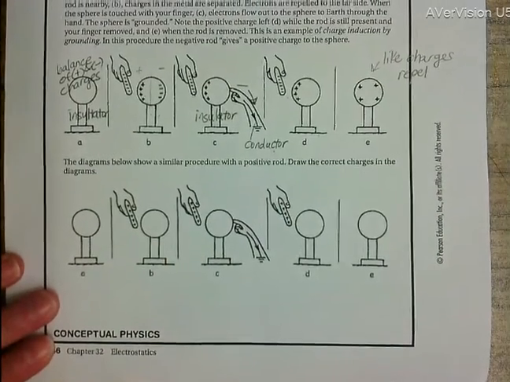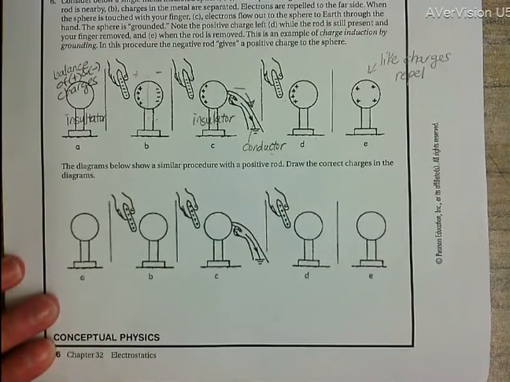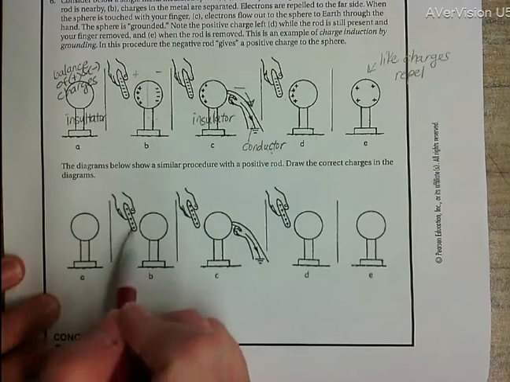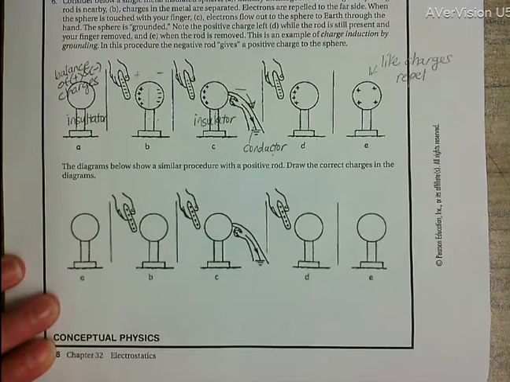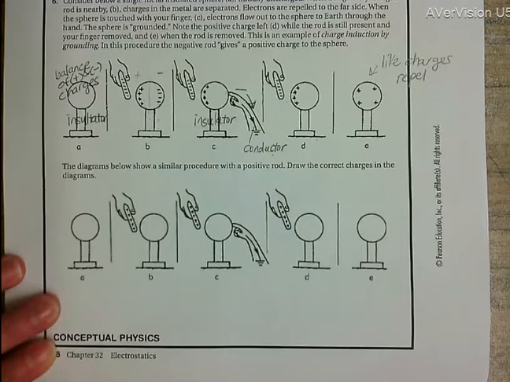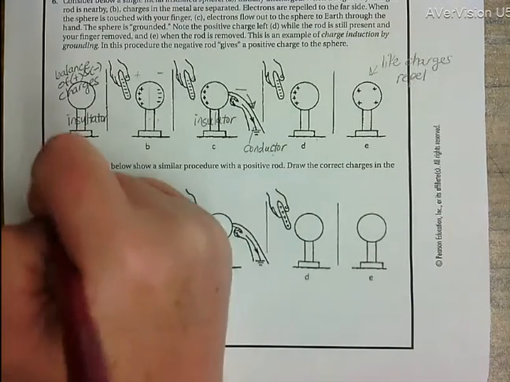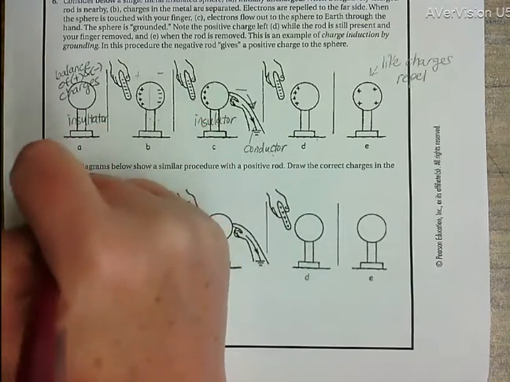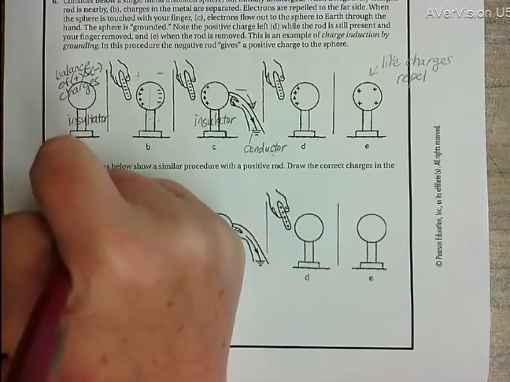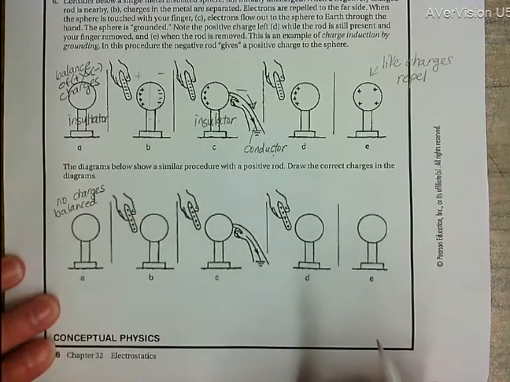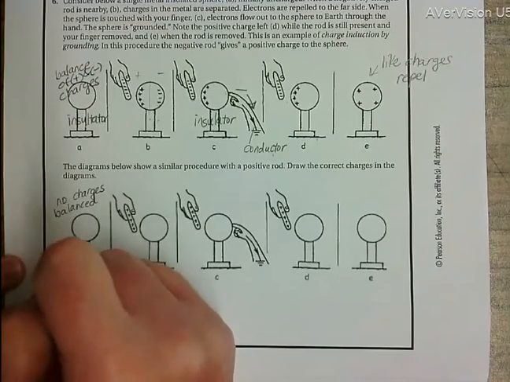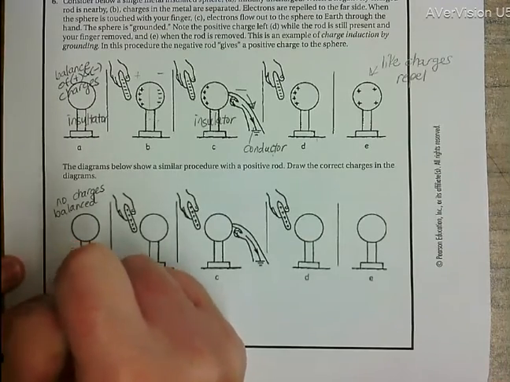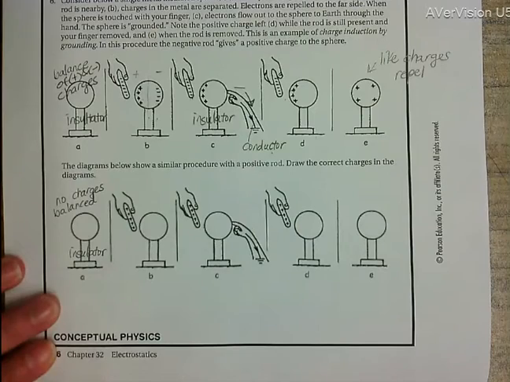So now we're going to look at the same type of thing, but with a positively charged rod. The diagrams below show a similar procedure with a positive rod. Draw the correct charges in the diagram. So there's no charges shown here because they're balanced. They're just all spread out evenly on this sphere. They're not moving because they're stuck on the sphere.